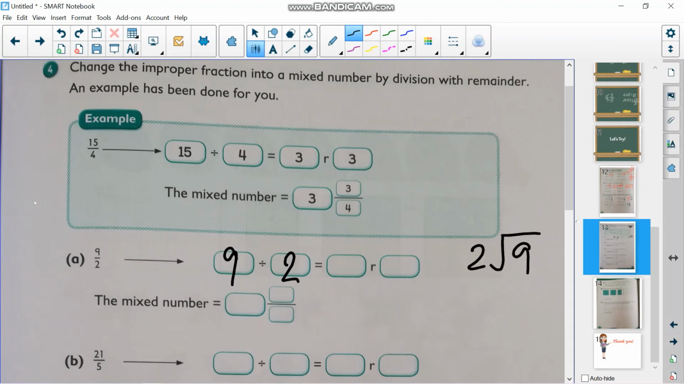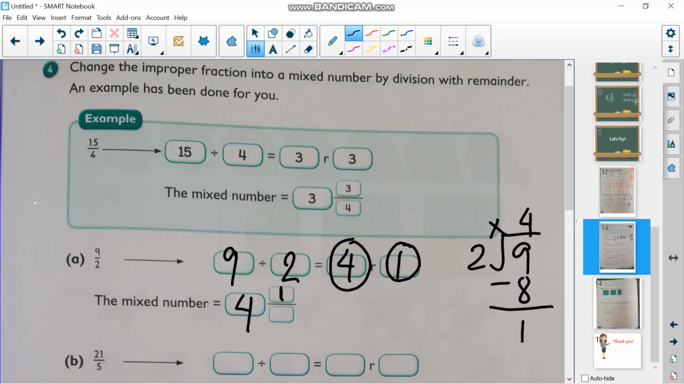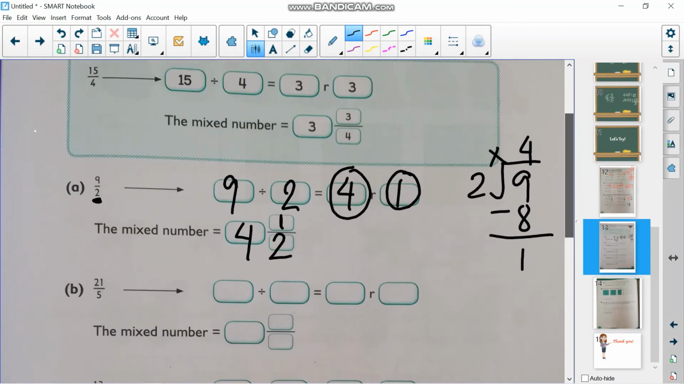9 divided by 2. How many groups of 2 is there in 9? So we have 4. 4 times 2 is equal to 8. 9 minus 8 is equal to 1. So 9 divided by 2 is equal to 4, remainder 1. Okay? Now how do we change this into mixed number? So our quotient will be our whole number. The remainder will be our numerator, and our divisor, which is 2, will be our denominator here as well. Just copy it.